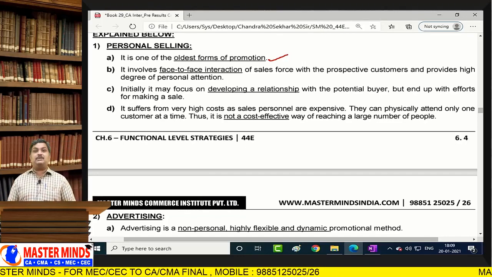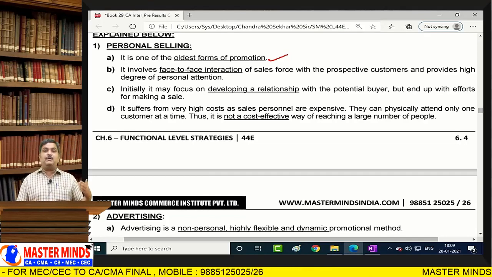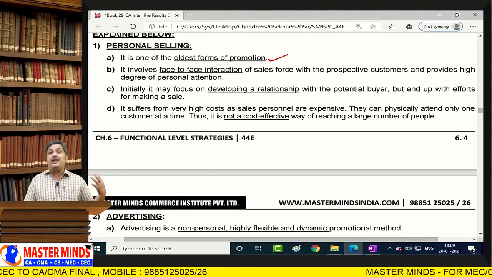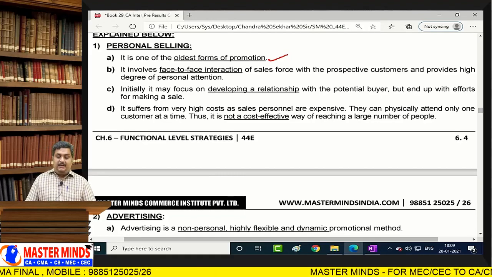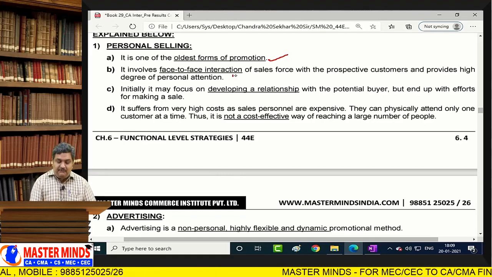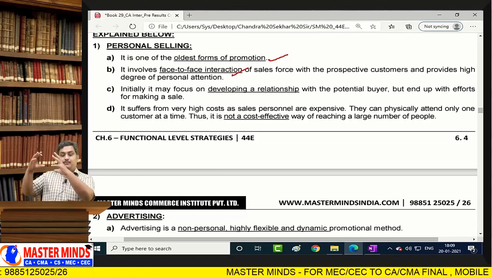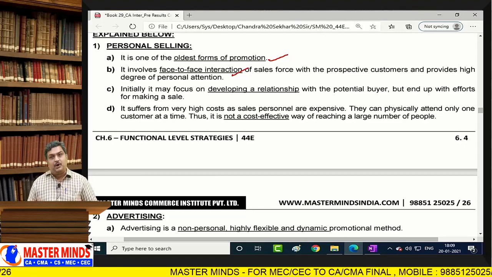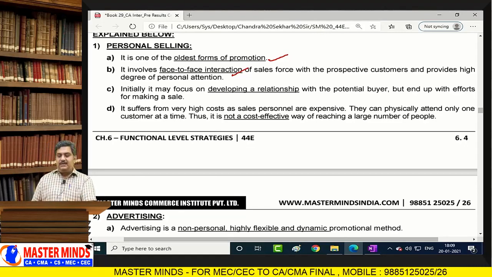But even today, personal selling methods are used. That is what I told you. We generally use personal methods for premium products, for highly valued products. And in personal selling, there will be a face-to-face interaction of our sales people with the prospective customers, customers who are willing to purchase our product. So our people will go and meet them, will convince them, will persuade them.